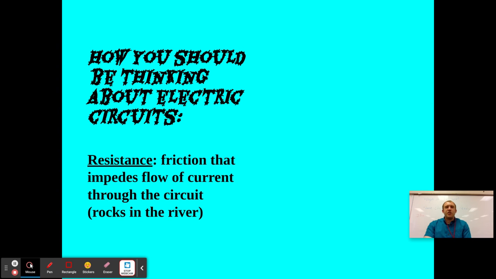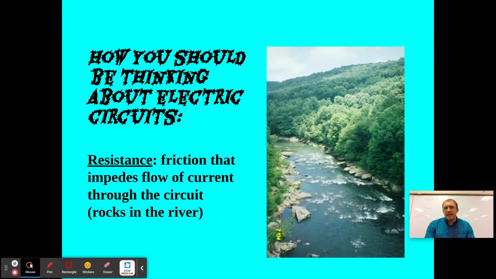Resistance. Resistance is friction that impedes the flow of electrical current. You can think of resistance as like rocks in the river. So you add a light bulb to your current, all of a sudden it's like adding a big boulder. It's getting in the way. Or if you make the river longer, that'd be like adding more resistance, more friction. So that's what resistance would be like. And once again, our river analogy works very, very well.